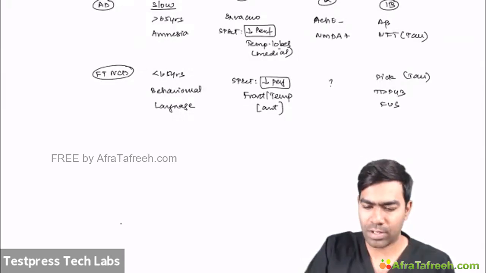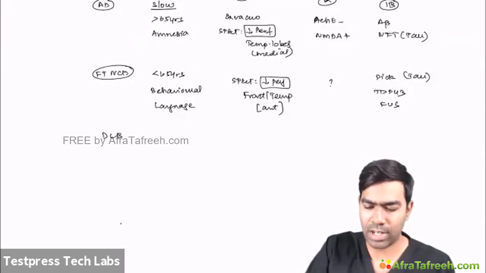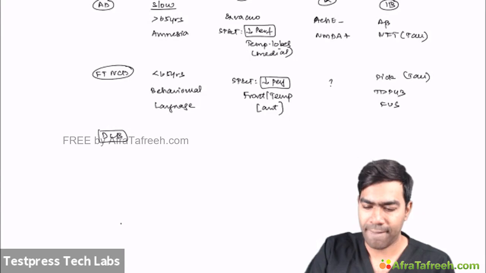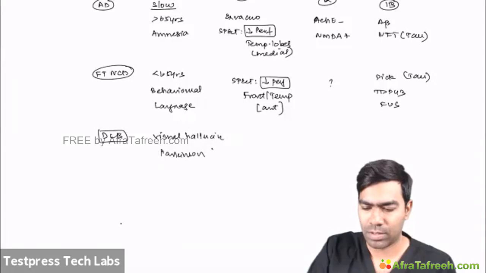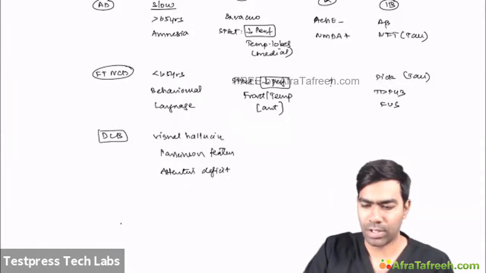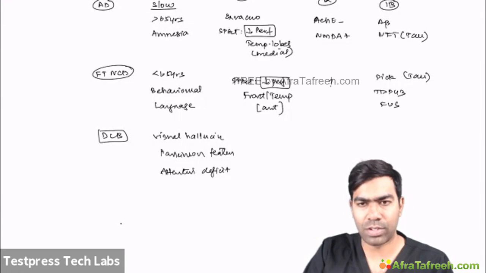Pick bodies are basically tau inclusion bodies only. And you have dementia with Lewy bodies. I can write DLB, or you can write NCD associated Lewy bodies. Age can be anything, but the most important clue will be visual hallucinations, Parkinson features, and patients having attention deficit. Predominant problem will be attention deficit and executive dysfunction. So in that setting, you're going to diagnose Lewy body dementia.